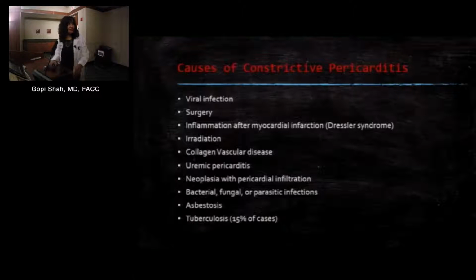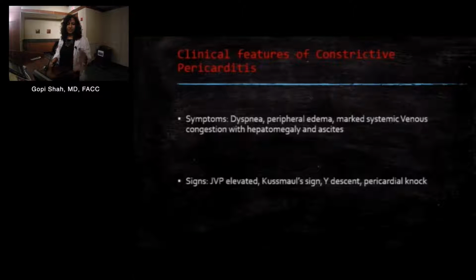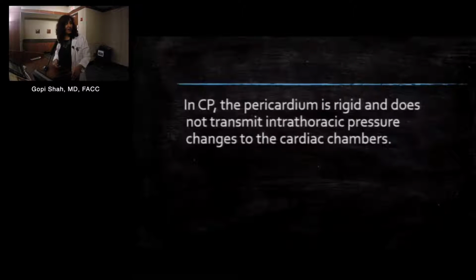And again, the causes remain the same. The viral infections, surgery, radiation being a big one. However, with modern radiation for lymphoma and other cancers, where you use a lesser dose and lesser frequency, you're not seeing as much. But the causes are pretty much similar to what you had seen earlier. And the symptoms, patients can present with fatigue, shortness of breath, marked right-sided heart failure symptoms of venous congestion, and the classic Kussmaul sign, JVP elevation, and the pericardial knock.